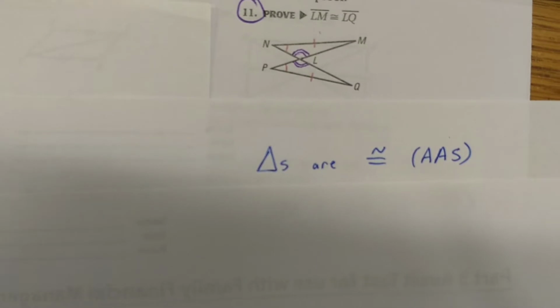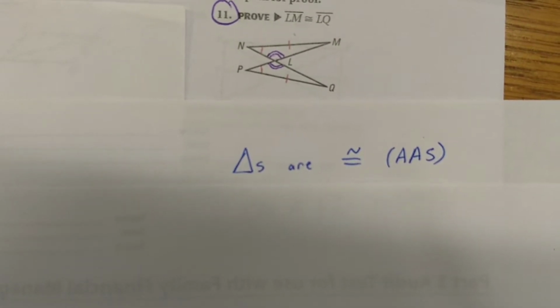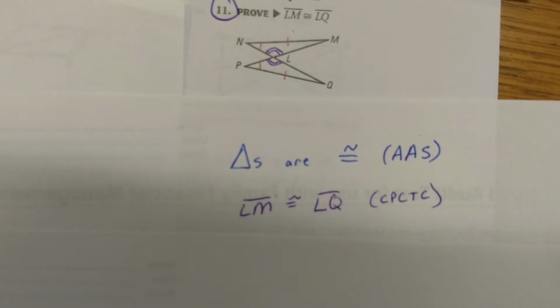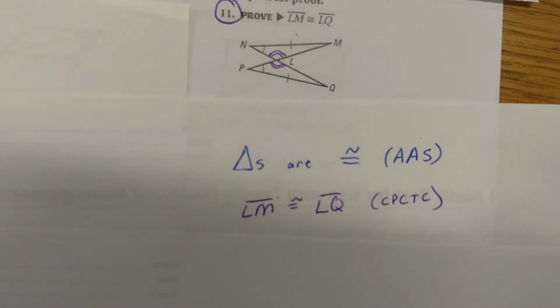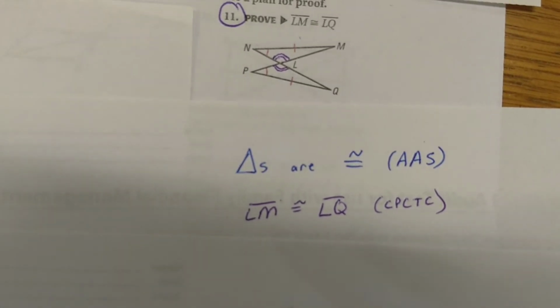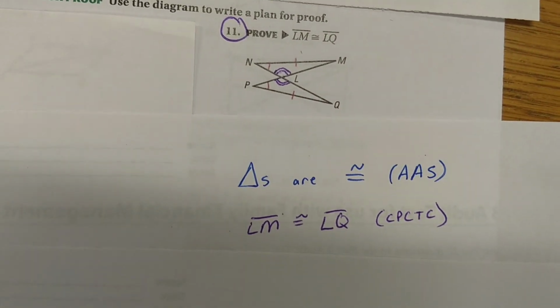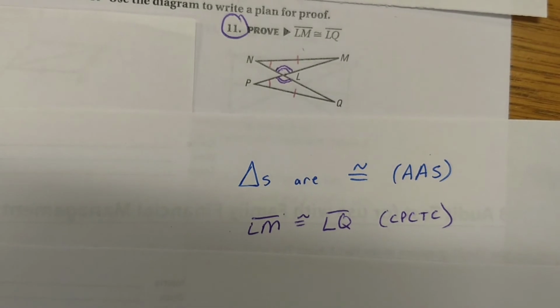Once I prove that the two triangles are congruent by angle, angle, side, now I can say that the parts of those triangles are also congruent, specifically the part that we're looking for, LM being congruent to LQ, because corresponding parts of congruent triangles are all congruent.